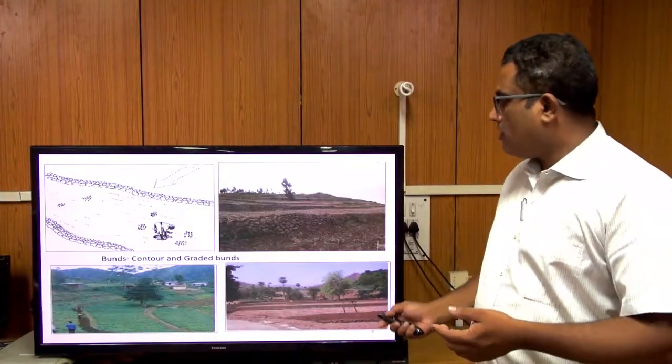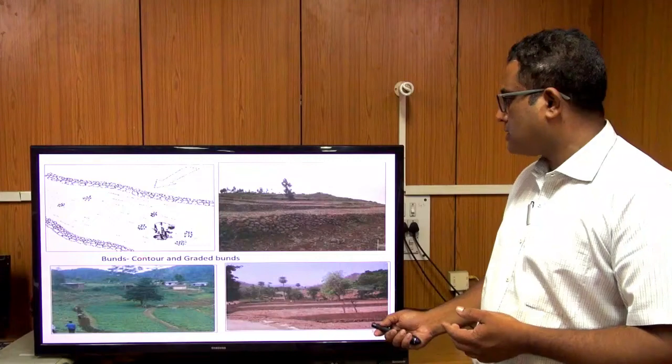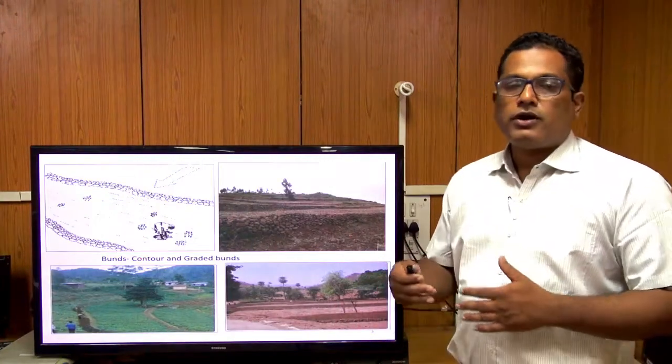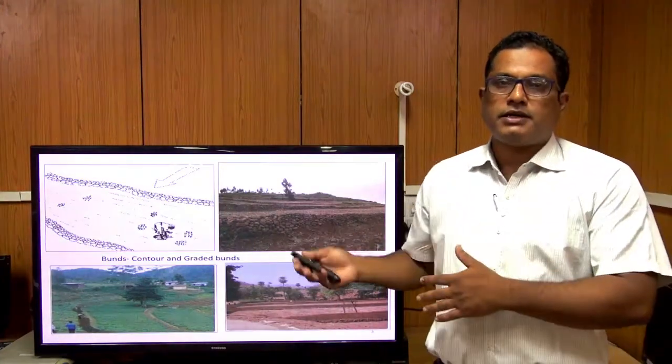So there are different types, like this is contour bund. And why we call it contour bund? We will be discussing in types of bund.